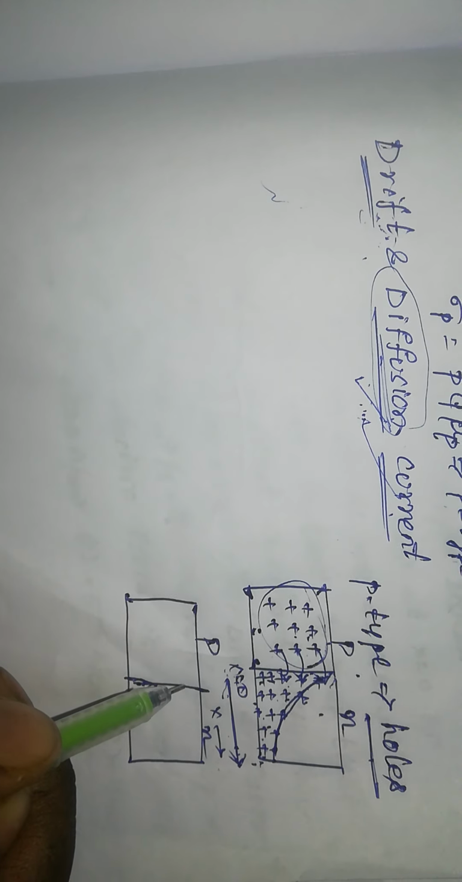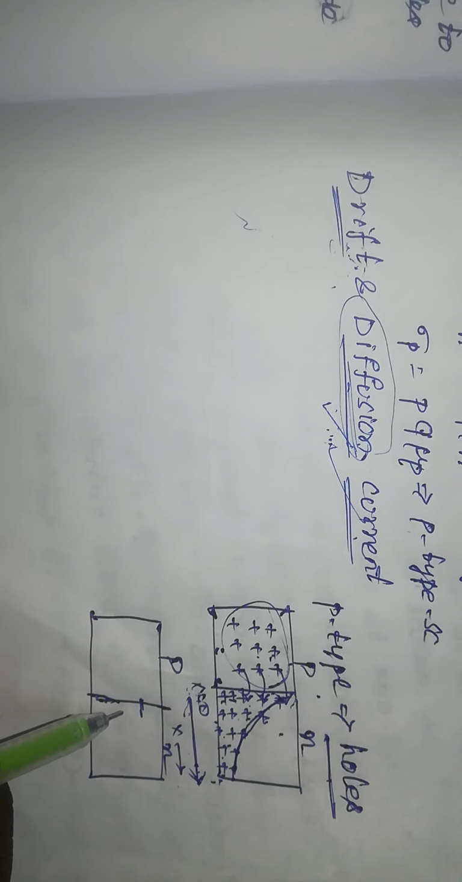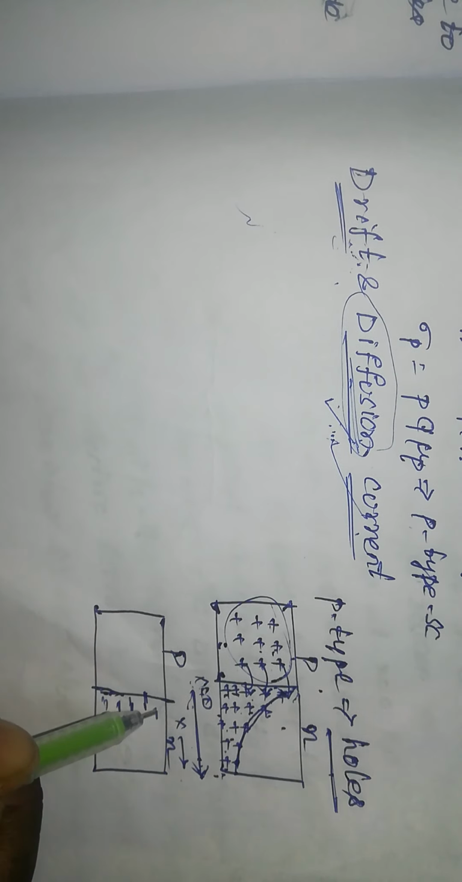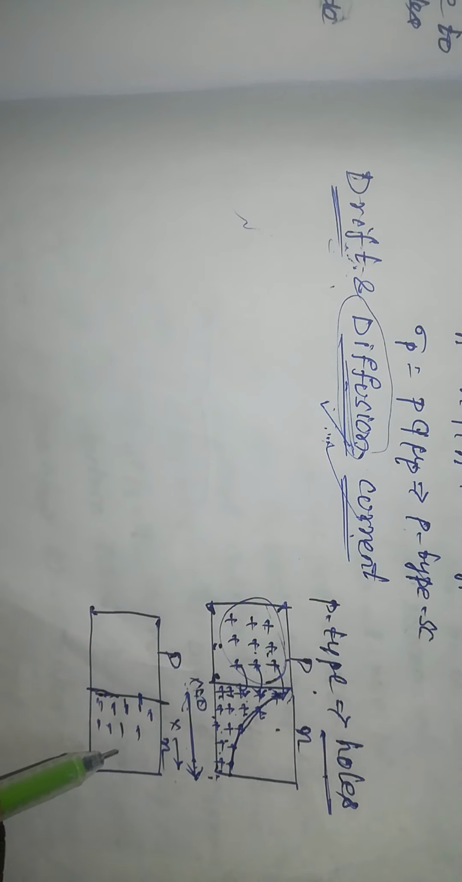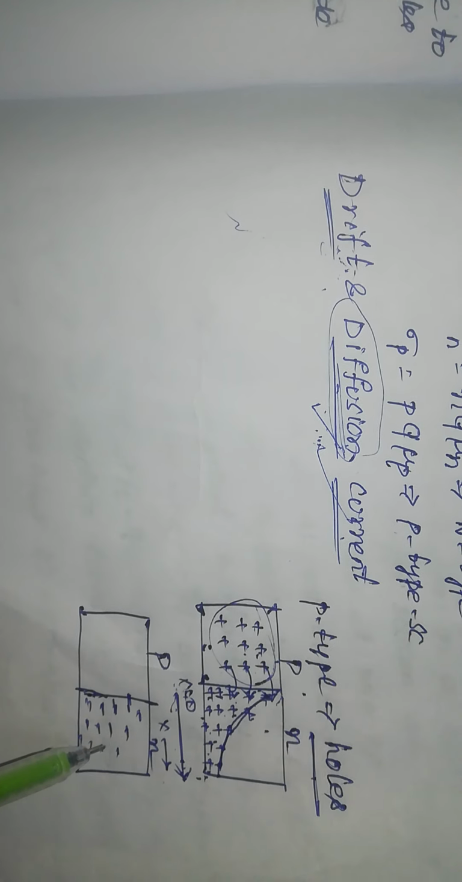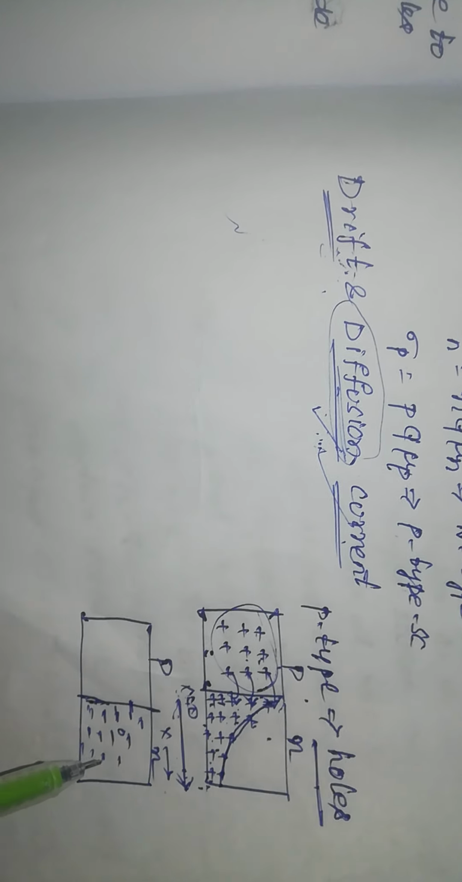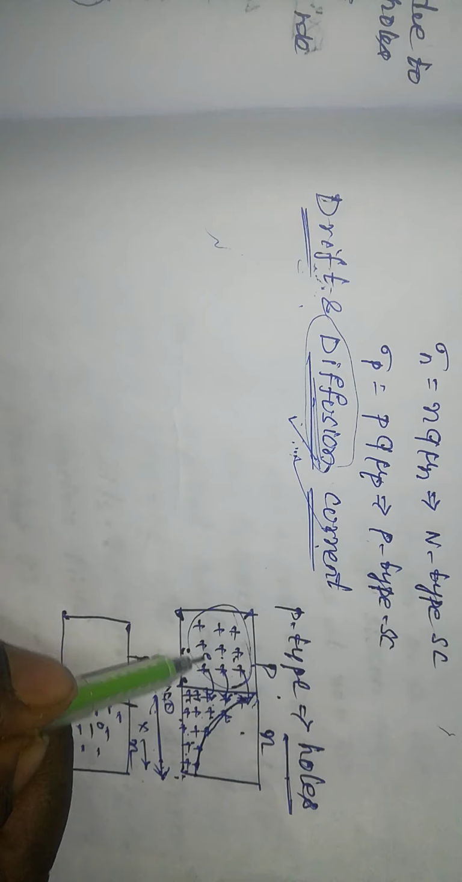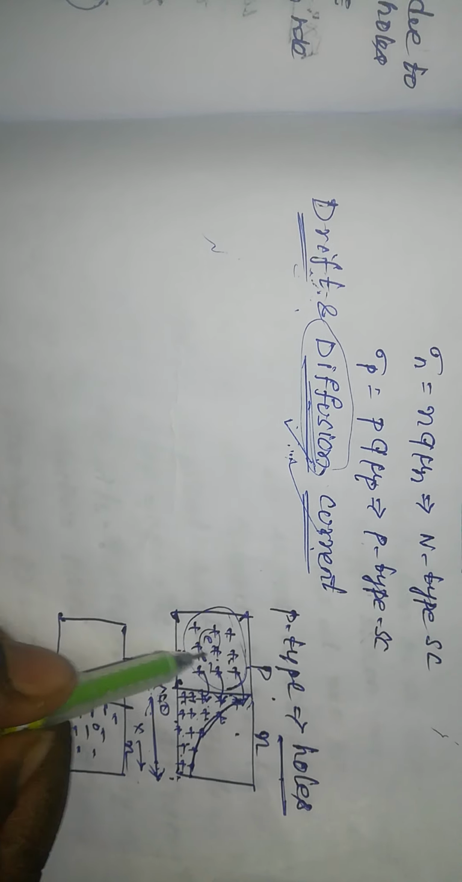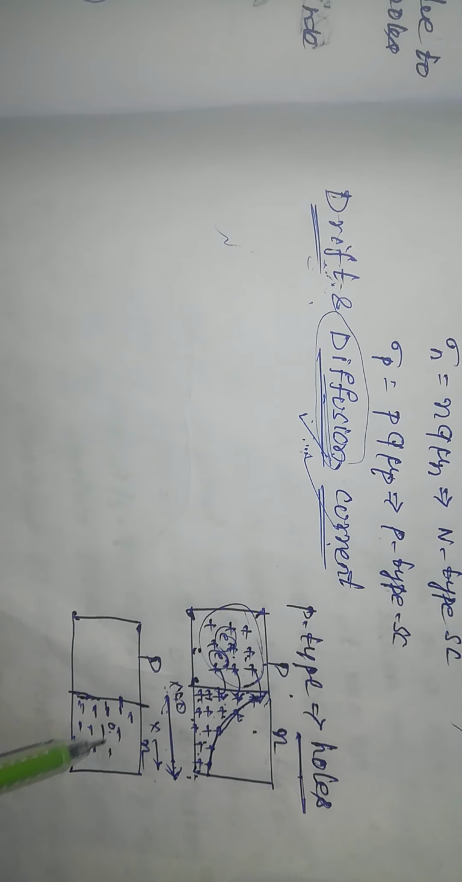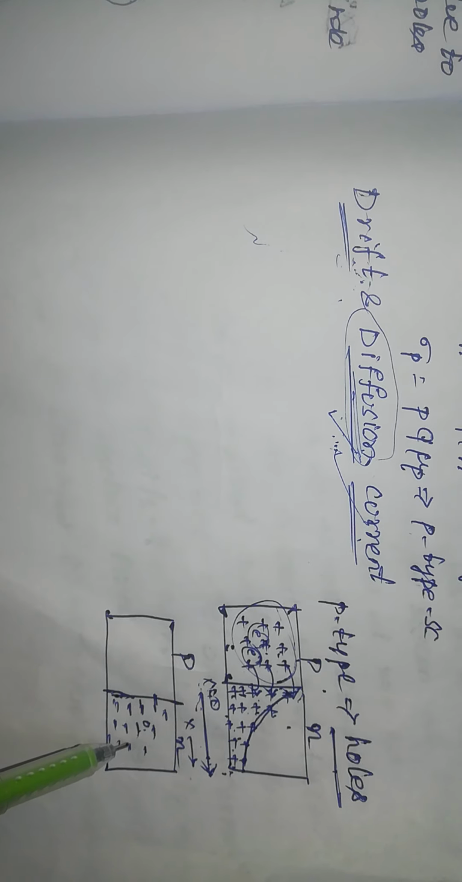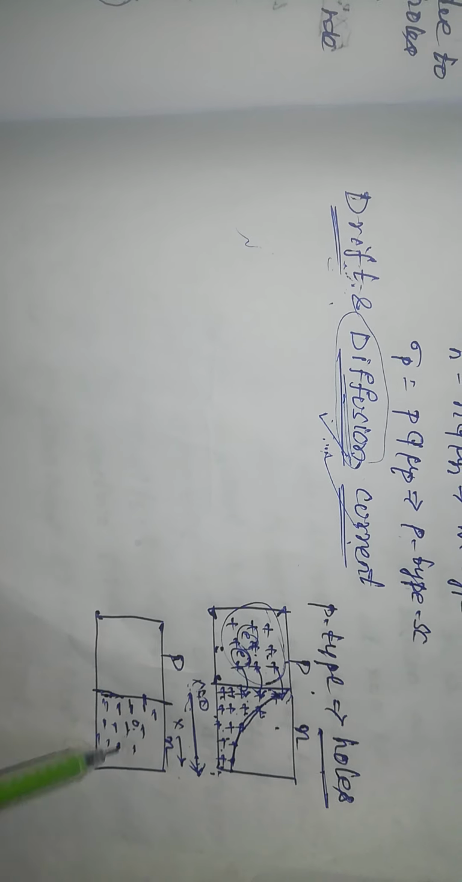Similarly, there are more electrons present on the n side. The majority carriers are electrons. There are also minority carriers, holes, present in the n-type semiconductor. Similarly, electrons are also present in the p-type semiconductor as minority carriers, and here the holes are present as minority carriers on the n side.